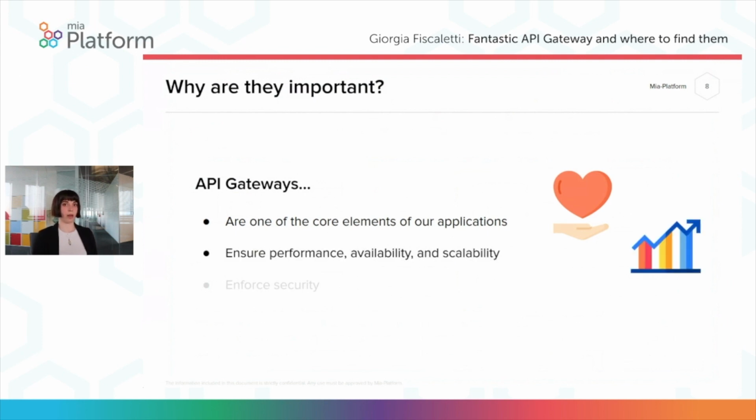Then they help ensuring performance, since a performant API gateway is able to reduce the latency of the requests, and as a consequence, to reduce the latency that is perceived by the end users. Then they help guaranteeing the availability of our services with features that, for example, maybe the rate limit service that we will see later on.